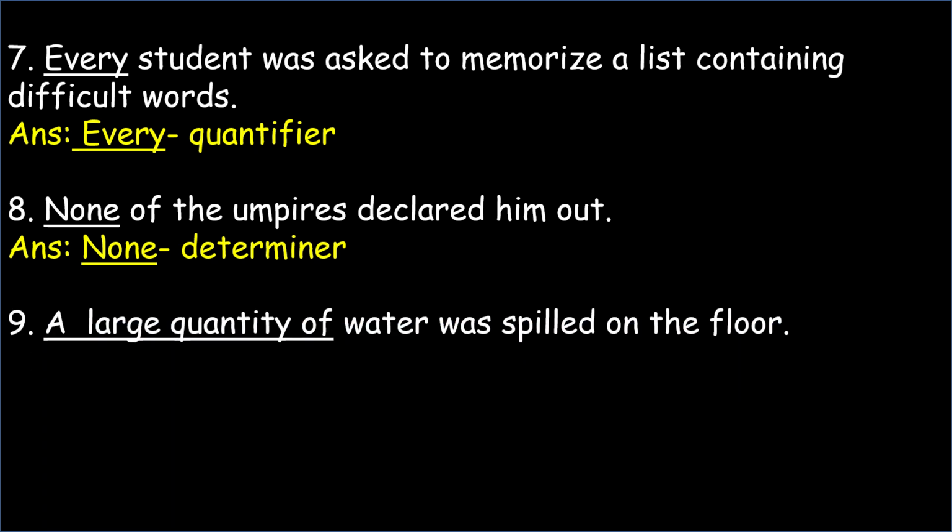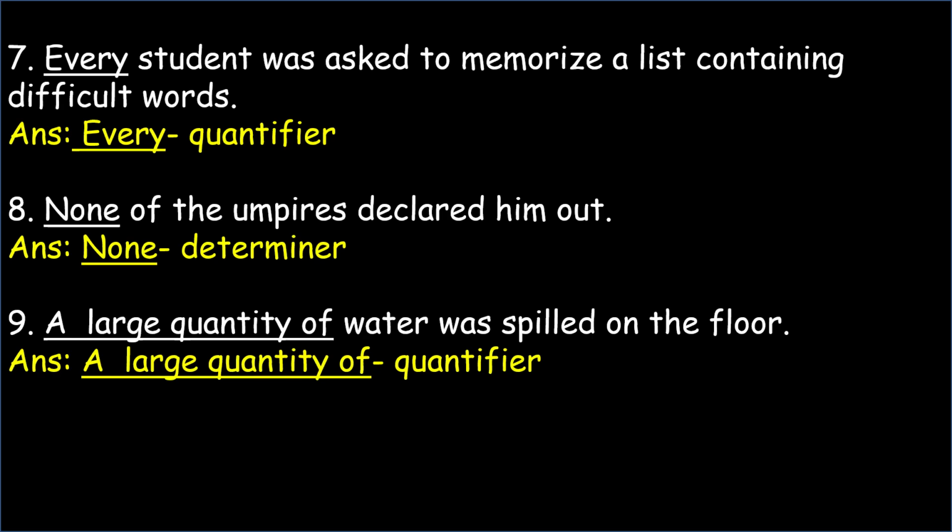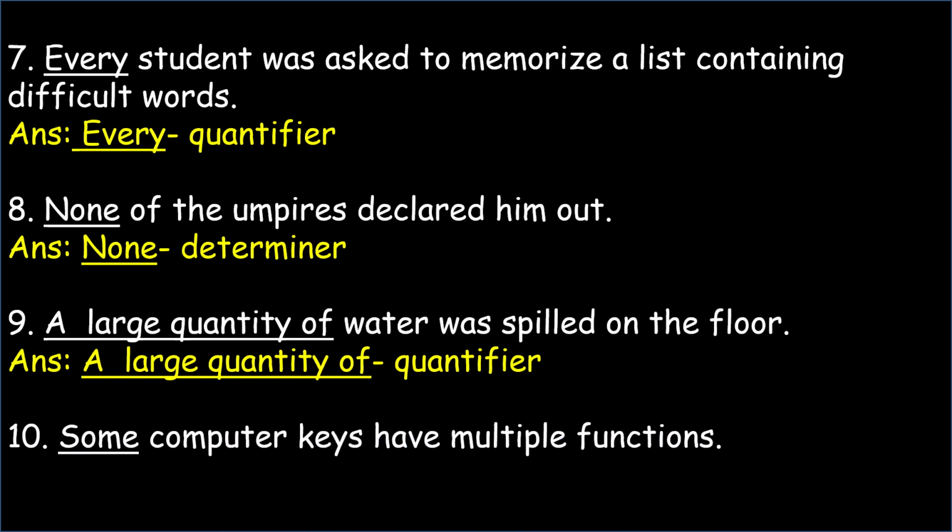The ninth sentence. A large quantity of water was spilled on the floor. The underlined words are a large quantity of. This is a quantifier. The last sentence. Some computer keys have multiple functions. The underlined word here is some. Some is a quantifier. Now with this we come to the end of the topic.